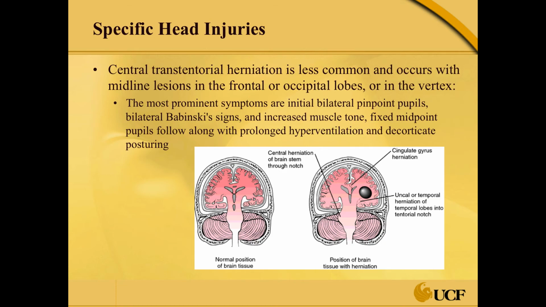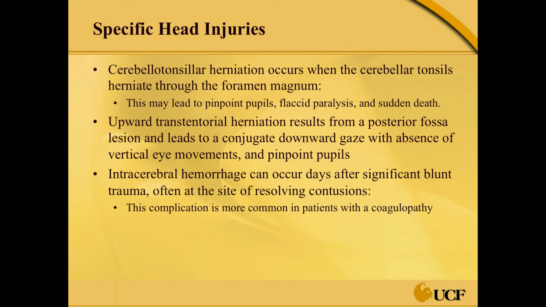That would be ominous. Cerebrotonsillar herniation occurs when the cerebral tonsils herniate through the foramen magnum. Pinpoint pupils, flaccid paralysis, and sudden death. Upward transtentorial herniation results from a posterior fossa lesion, leads to conjugate downward gazing and absence of vertical eye movements and pinpoint pupils. Intracerebral hemorrhage can occur days after significant blunt trauma and often at the site of resolving contusion.